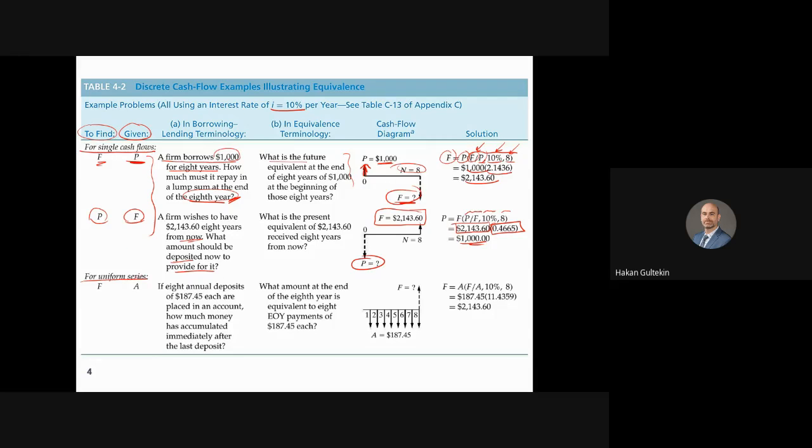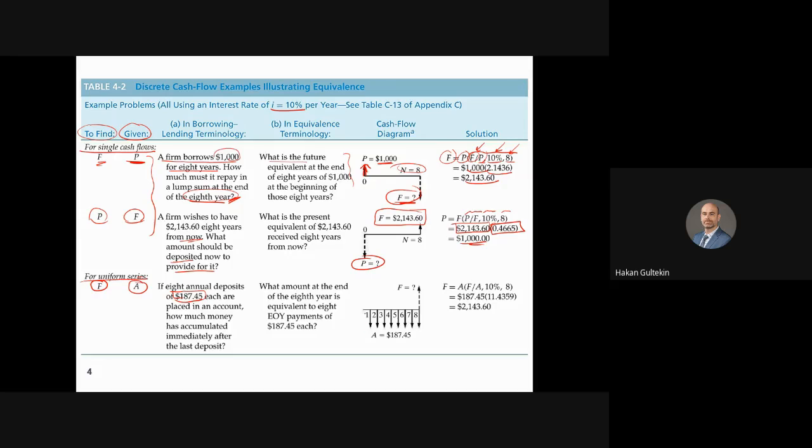Okay. With these uniform series, so this part until now we did these calculations, they are simple. But this part is new to us. So what can be? We are given an equivalent payment series, uniform payment series for a period of time, and we want to find its future value. Okay, so let's look at an example question. If 8 annual deposits of this much, each are placed in an account, how much money has accumulated immediately after the last deposit? So we are depositing the same amount for 8 years into a bank account.